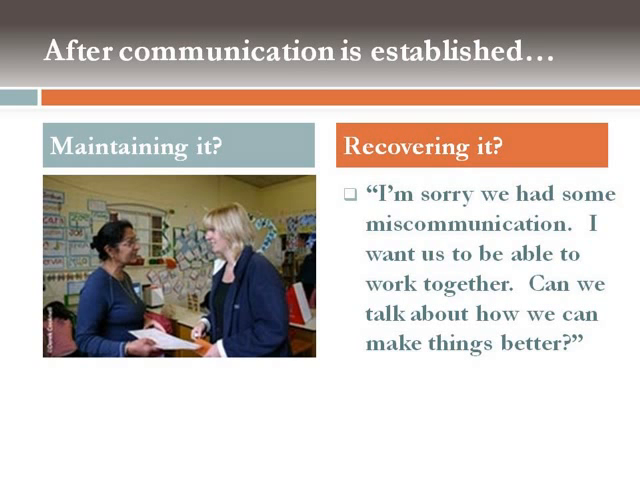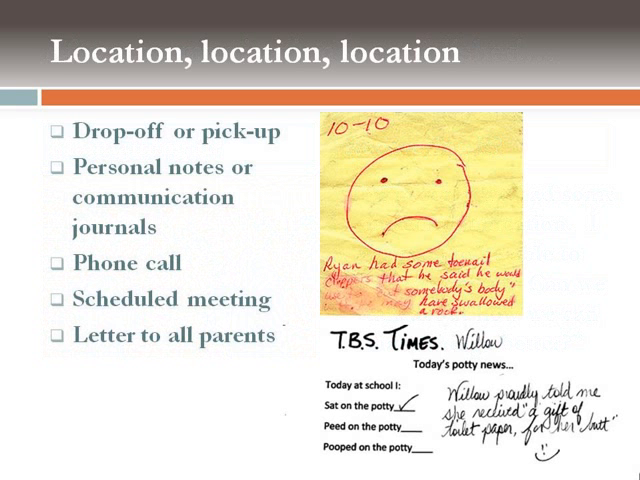You might say, "I'm sorry, we've had some miscommunication. I really want us to be able to work together. Can we talk about how we can make things better?" And then validate the parents' suggestions.